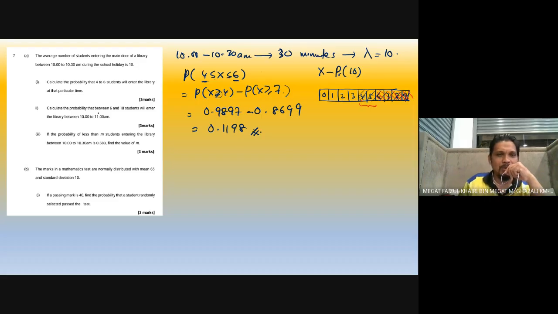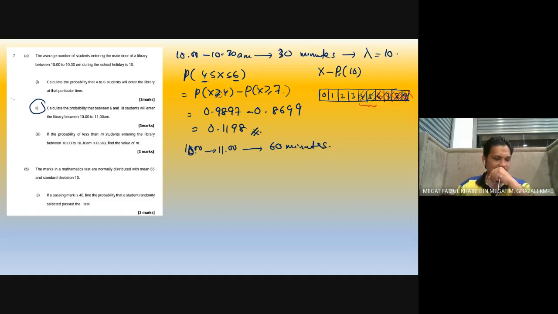Okay, question number 2. Calculate the probability that between 6 and 18 students will enter the library between 10 to 11 a.m. From 10 a.m. to 11 a.m., which is 1 hour or 60 minutes. So for 60 minutes, the lambda is now times 2. So lambda is now 10 times 2. So x is Poisson distributed with lambda equal to 20.